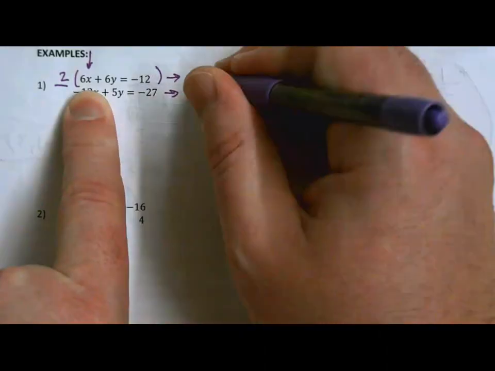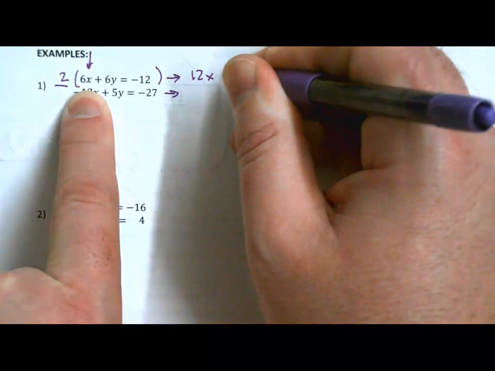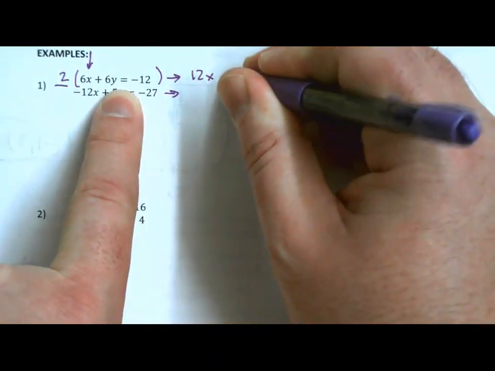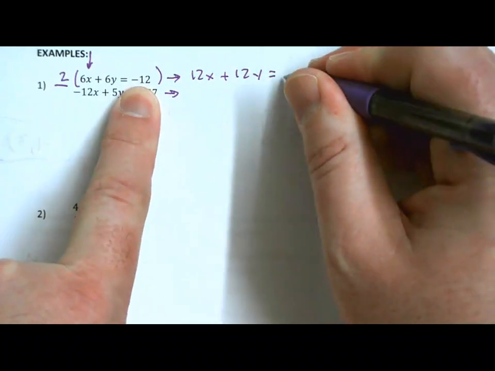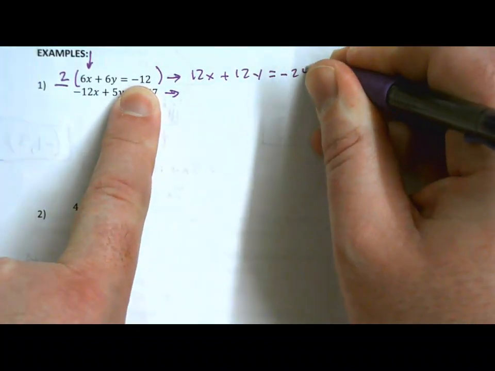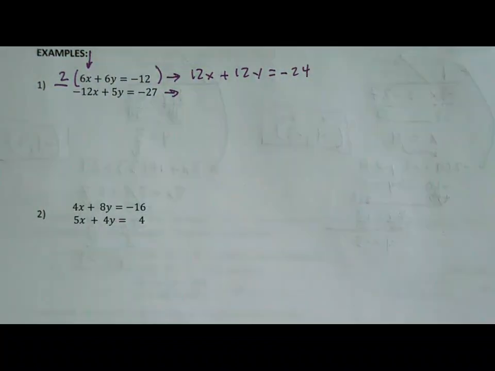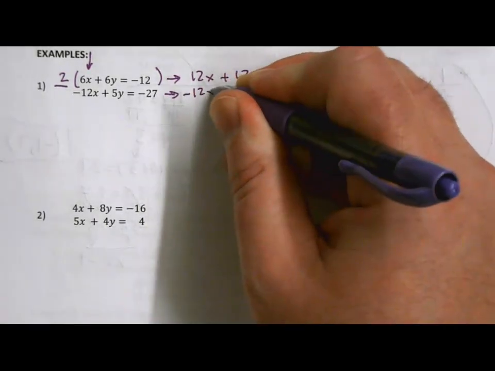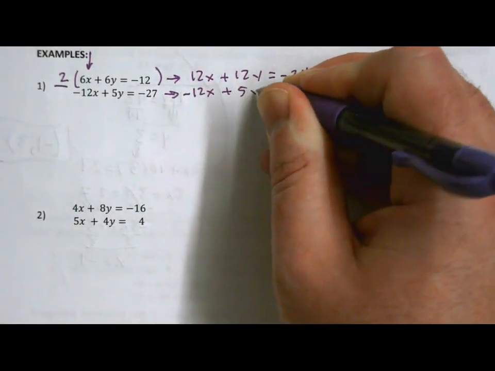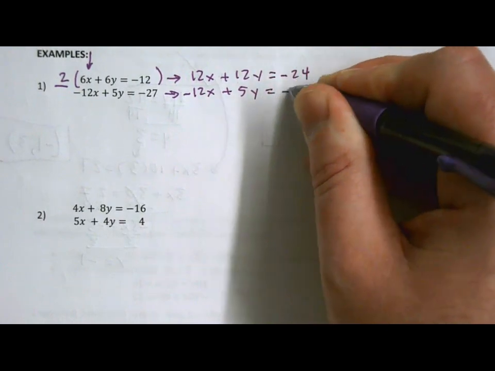2 times 6x is 12x. 2 times 6y is 12y equals 2 times negative 12 is negative 24. The bottom equation stays the same, so just bring it right over exactly as it is. Negative 12x plus 5y equals negative 27.